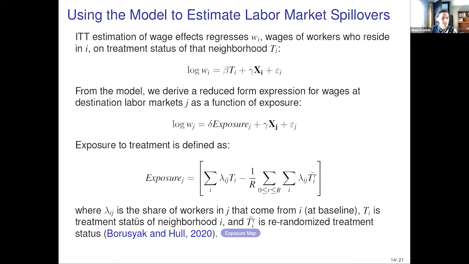One big caveat here is that we need to recenter this exposure measure according to the recent literature from the trade literature to account for the fact that even if treatment is randomized, which it is, the commuting shares are not. Therefore we need to recenter it such that this exposure measure is as good as randomly assigned, which is what we want. So this is causally identified.